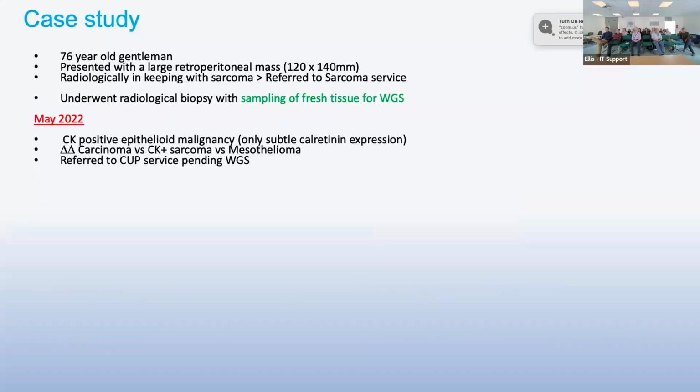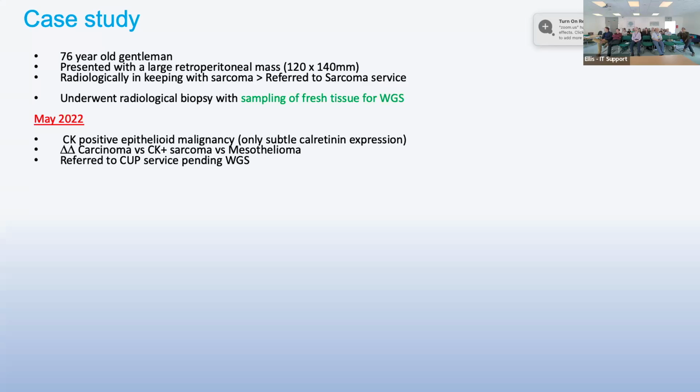And the other case that we had was a very interesting one. Again, it was a gentleman around 76. He had a massive abdominal mass, and radiologically it was felt it was probably a sarcoma, a big bulky mass. I think this is one that you did, Ed. He had a biopsy, and it was cytokeratin positive, which is an epithelial immunomarker.